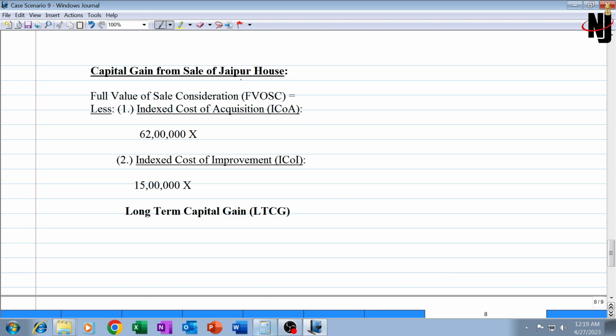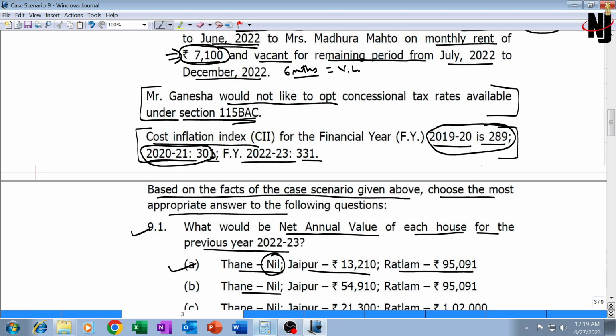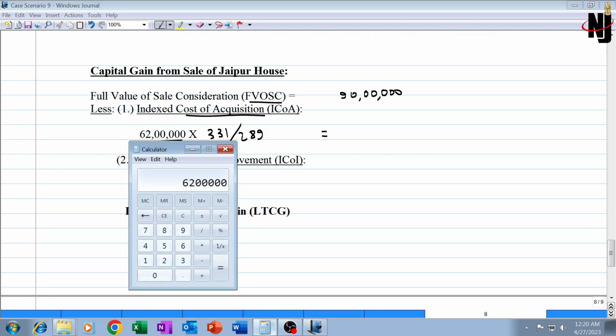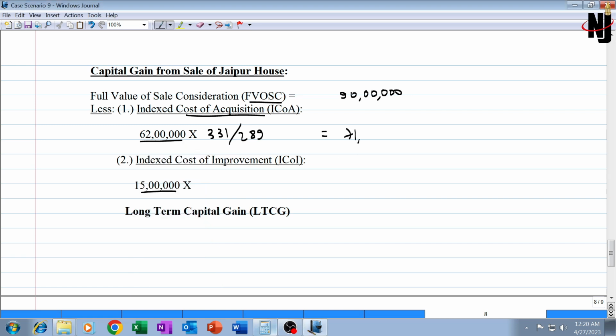So coming to the calculation part of capital gain from Jaipur house, full value of sale consideration is 90 lakhs, as is given in the question. Cost of acquisition is 62 lakh and cost of improvement is 15 lakh. 62 lakh multiplied by 331, the CII number of the current year, divided by CII number of the year of acquisition 1920, which is 289. So it will be 71 lakh 01,038, ignoring the decimals. This will be subtracting, so I'm putting it in bracket.